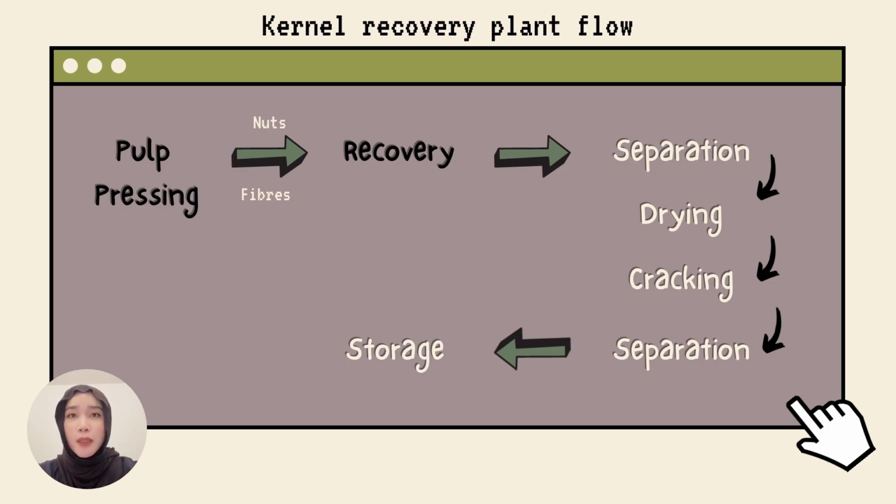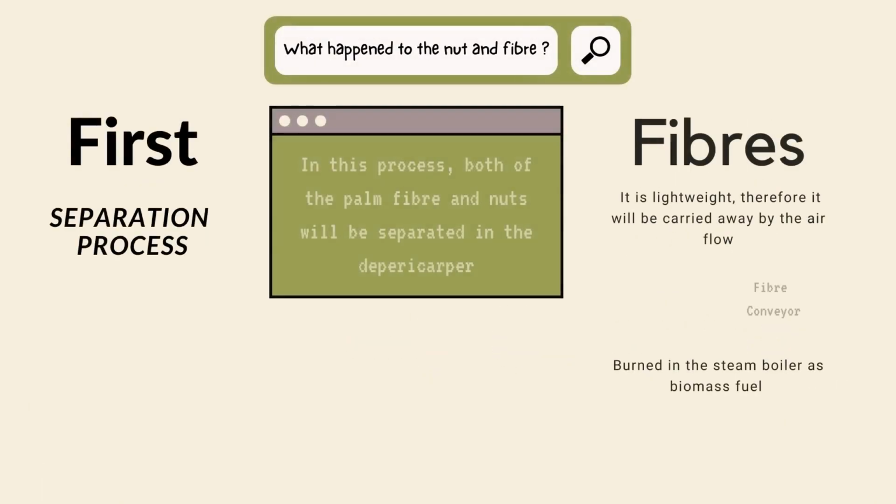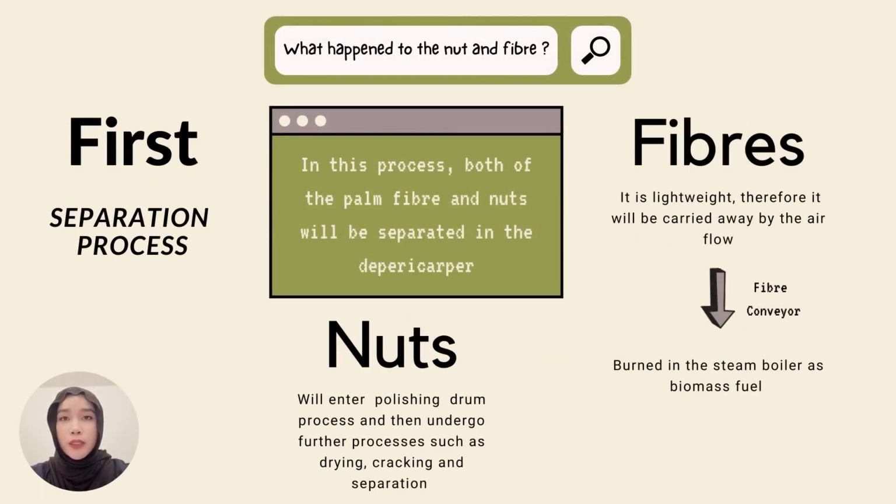In this process, there are specific steps such as separation, drying, cracking, separation again, and lastly storage. In the first separation process, both palm fiber and nuts will be separated in the debris carpet, which is an air separator column, as the fiber is light in weight. Therefore, it will be carried away by the air flow to the steam boiler by fiber conveyor to be burned as biomass fuel. The nuts will enter the polishing drum to separate the nuts from the shell and then undergo further processes such as drying, cracking, and separation.